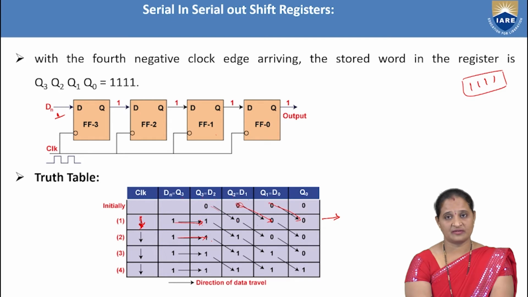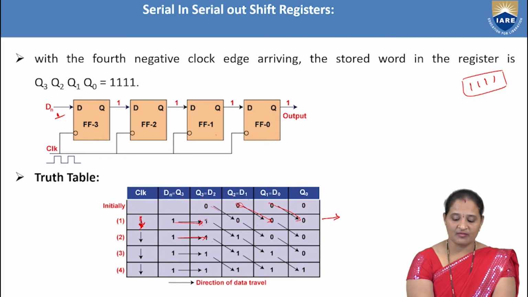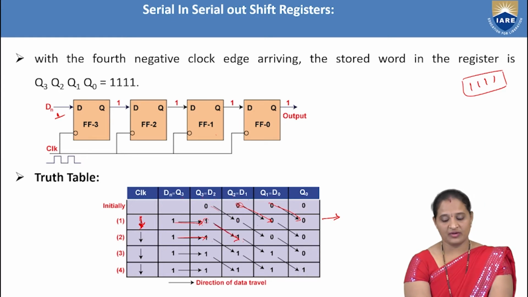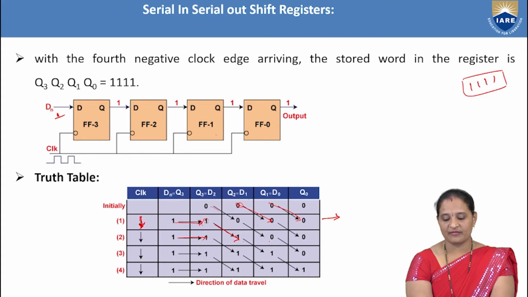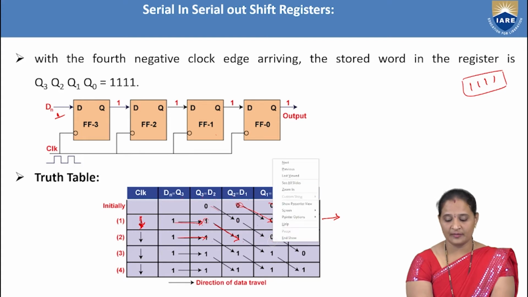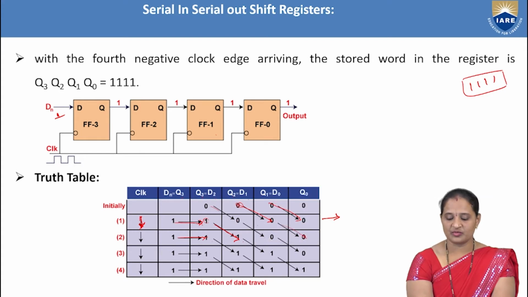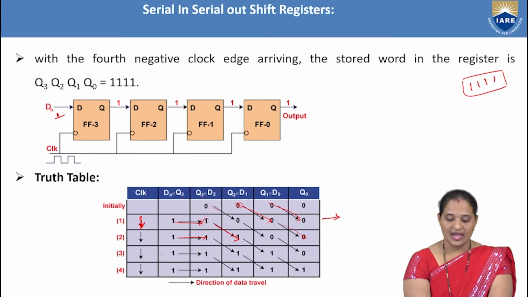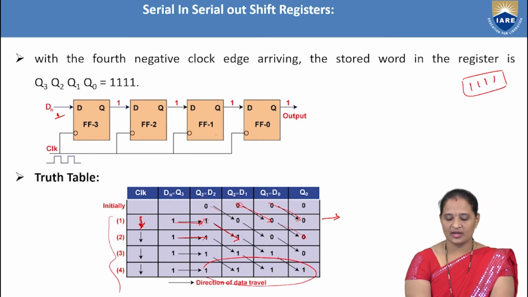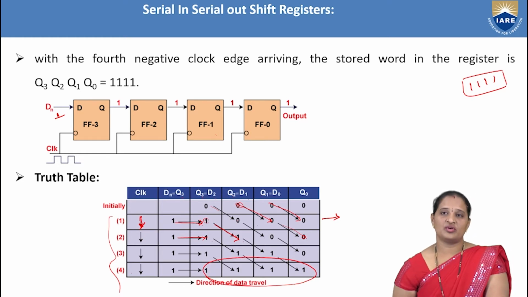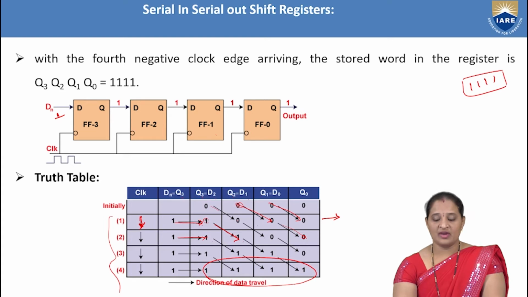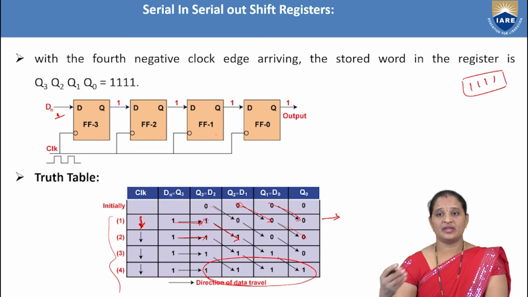Now during the second clock pulse, again we give the input, and that will be stored in the leftmost flip-flop. Whatever data we had in the leftmost flip-flop is now pushed into the second flip-flop, the second flip-flop content is moved into the third, and the third flip-flop content is moved into the fourth flip-flop. Finally, we have loaded all ones in the register after how many clock pulses? 4 clock pulses. So even we can read the data bit by bit.